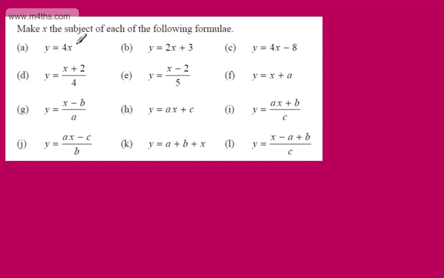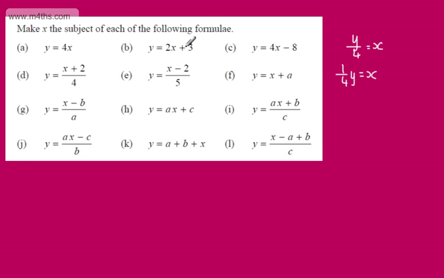So y is equal to 4x. We've multiplied x by 4. So if we wanted to undo that, we would need to divide both sides by 4. So y over 4 would be equal to x. x is now the subject. You could say now 1/4 y is equal to x.